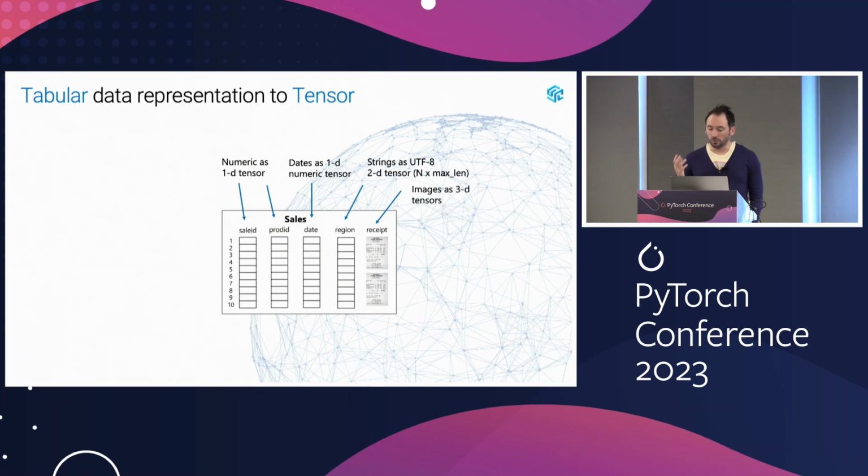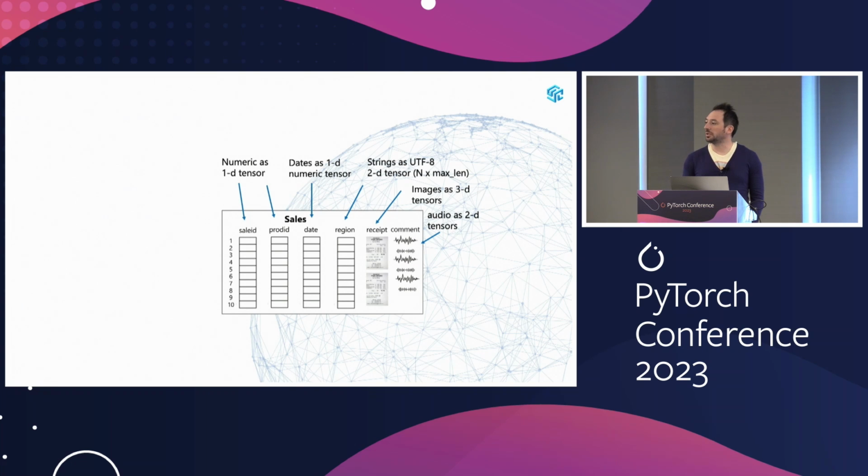So we can load images because they're just three-dimensional tensors. We can load audio, et cetera, et cetera. So we're going even beyond what the relational database can do, most of relational databases nowadays.